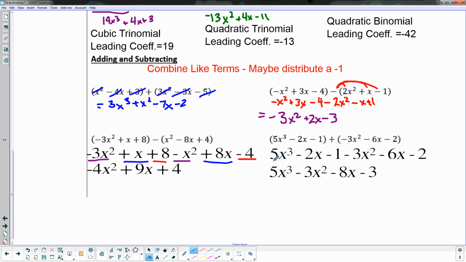In the second one, I had a 5x cubed, so I just rewrote it without the parentheses, turning that plus and negative 3x into minus 3x squared. But I did notice that I had a 5x cubed that I didn't have a match for. Same with a negative 3x squared. Didn't have a match for that either. My x's, I did have a match for, a negative 6 and a negative 2. And then my numbers I also had matches for. So just combine those like terms and you're good to go.